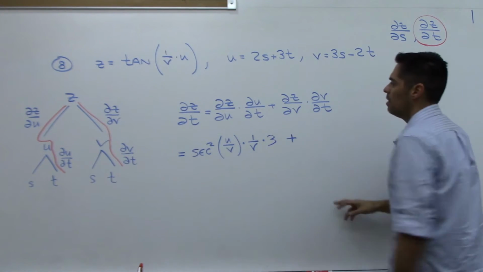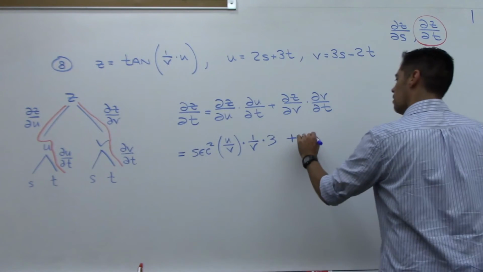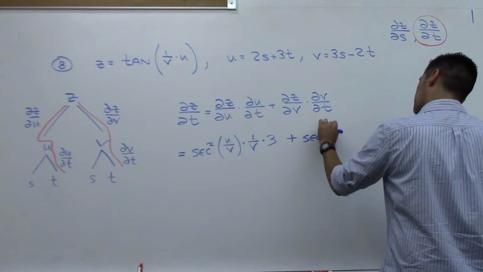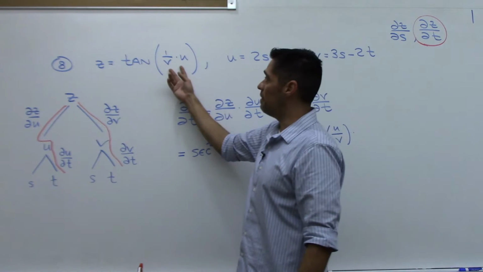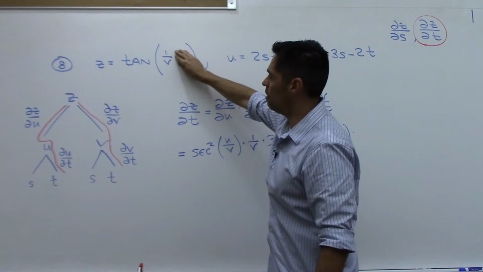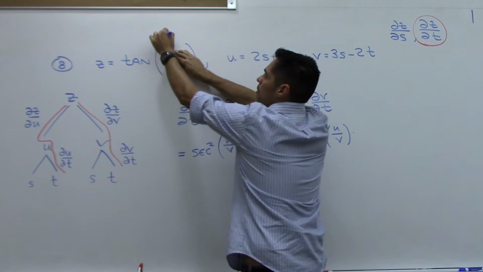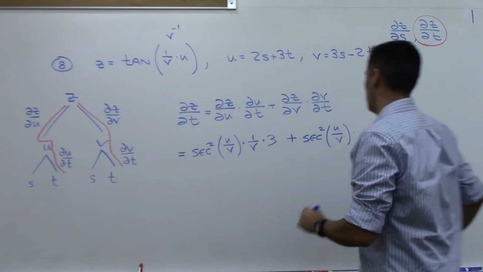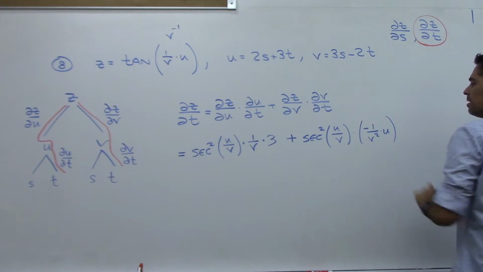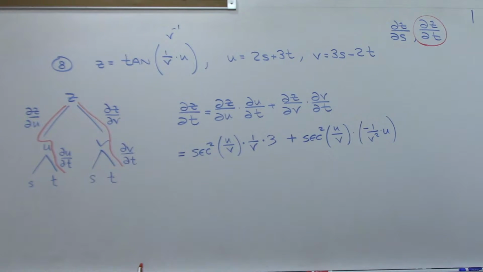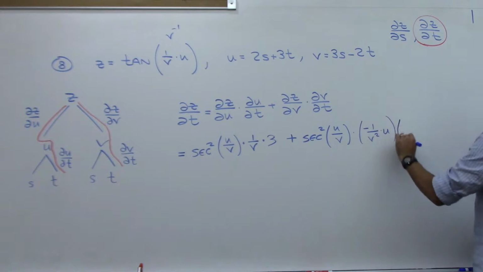Nice. Plus partial of z with respect to v, same thing, derivative of this, which is secant squared of u over v. But this time, times the derivative of in here with respect to v. So u is a constant, just hold on to it for a second. Derivative of this is negative 1 over v squared. So remember, that's v to the negative 1. So we're going to get negative 1 over v squared, but then times u. That constant came along for the ride. And then times the partial of v with respect to t, which is negative 2.